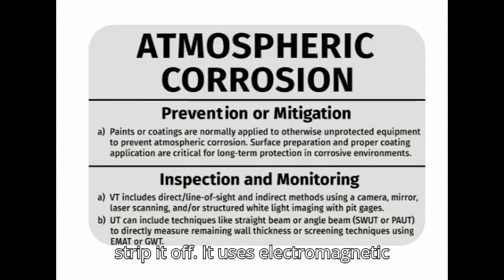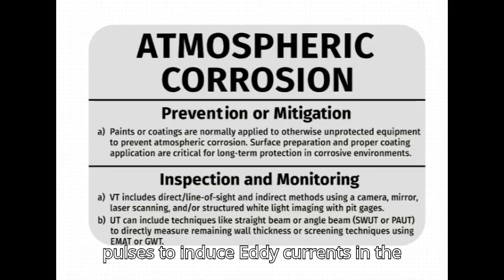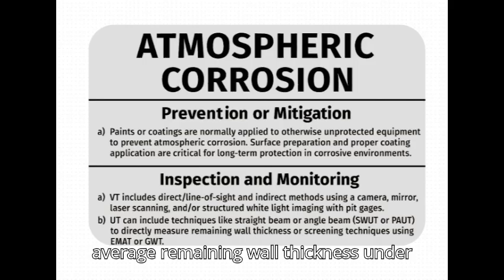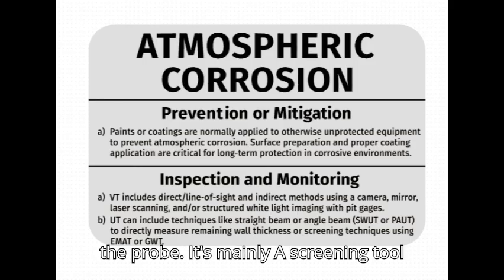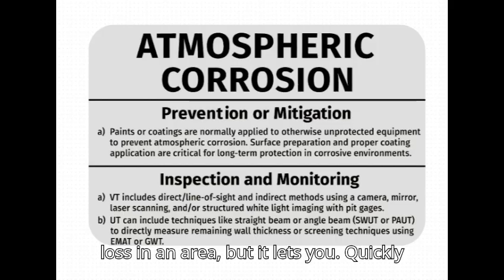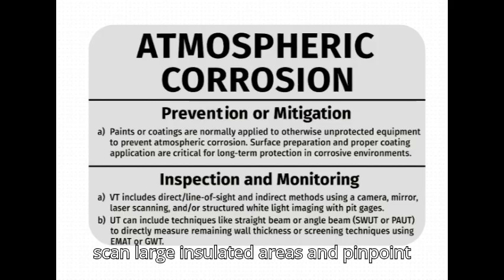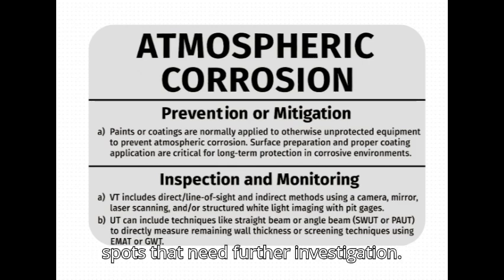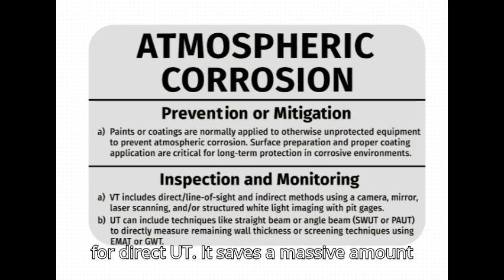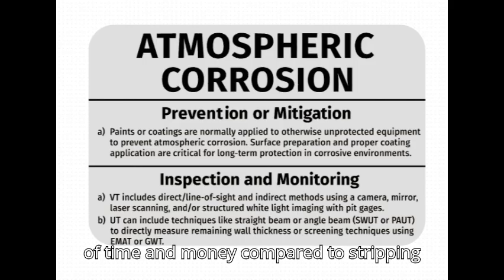It uses electromagnetic pulses to induce eddy currents in the steel below. And by analyzing how those currents behave, it can estimate the average remaining wall thickness under the probe. It's mainly a screening tool. It tells you if there is significant loss in an area, but it lets you quickly scan large insulated areas and pinpoint spots that need further investigation, maybe by cutting plugs in the insulation for direct UT. It saves a massive amount of time and money compared to stripping insulation everywhere.